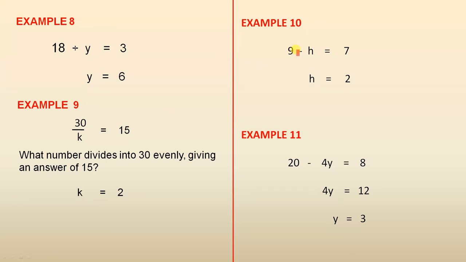Example 10, 9 take away something gives you 7. I don't think you'll have any trouble with this one. 9 take away 2 gives you 7, so h is 2.